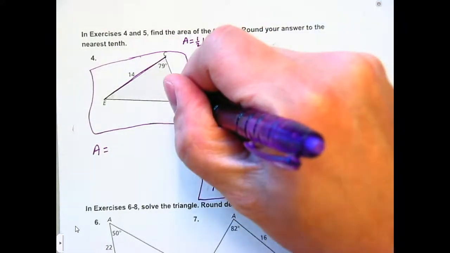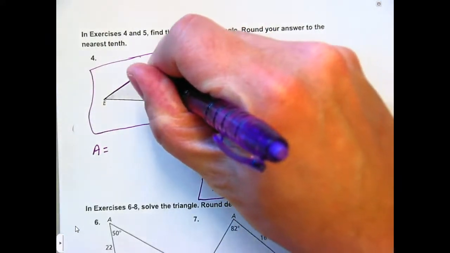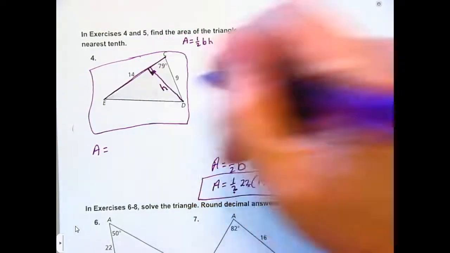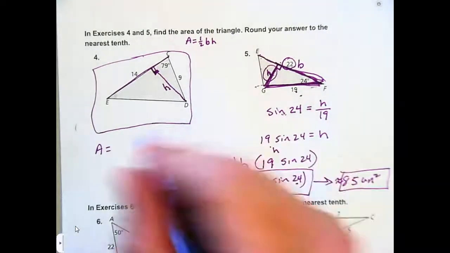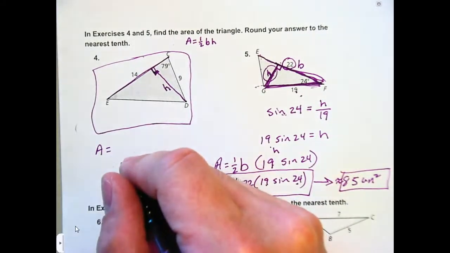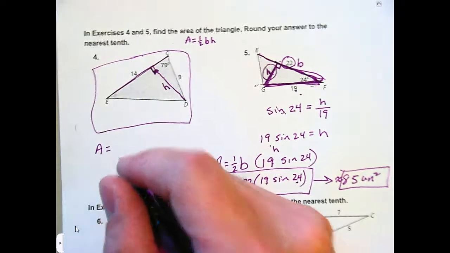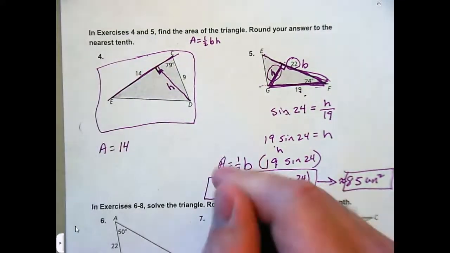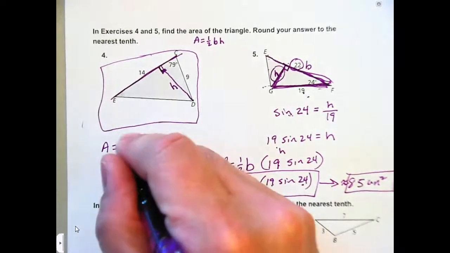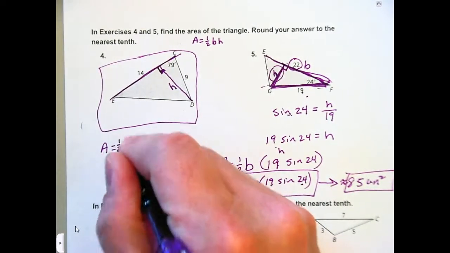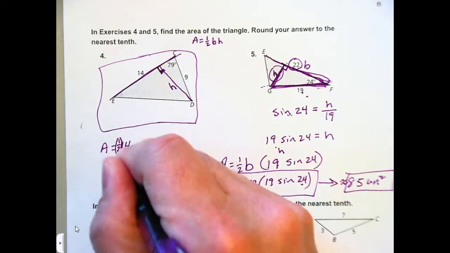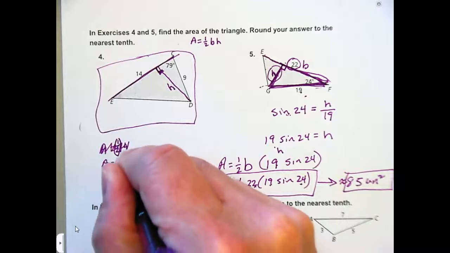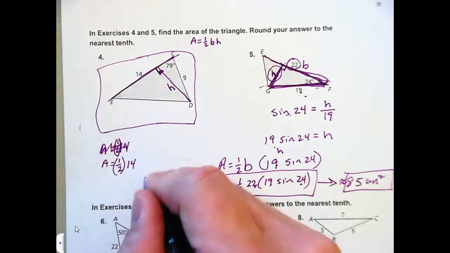Here's your hint. Here's my height. What's my base then? What's my base? 14. Okay, we have to have our 1/2 still out there. 1/2 base. So 1/2 times 14. Let's rewrite that. What's our height?